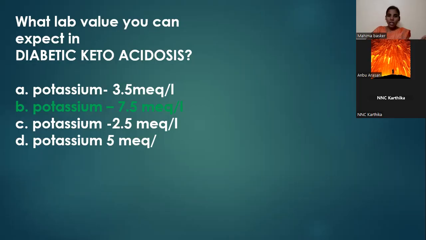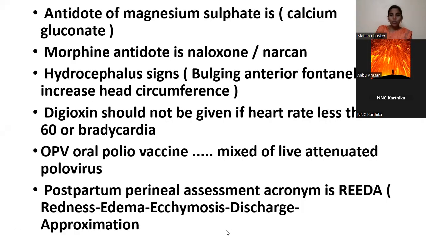So what is the normal range? Potassium 3.5 to 5. So what is the increased range here? Potassium 7.5. Okay, easily you can answer this type of question. Okay, so we will just revise the important points.